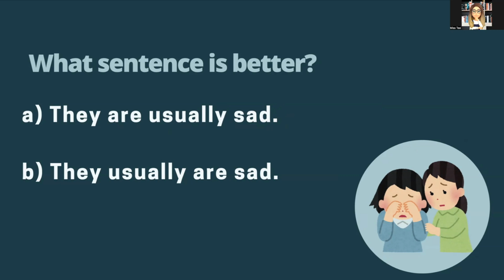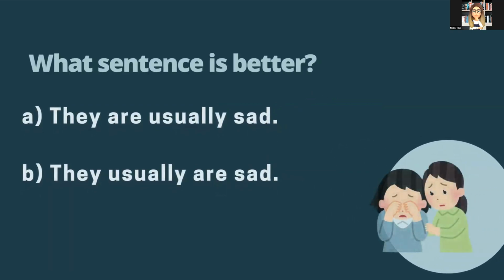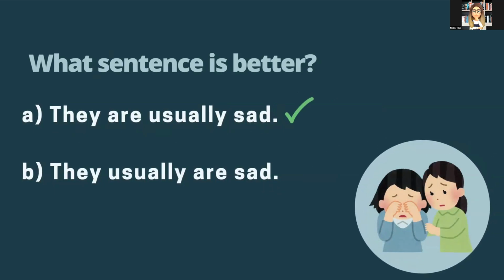So let's remember our rule. Does our adverb of frequency come before or after the auxiliary verb in the sentence? A was the correct one. When we have an auxiliary verb, usually comes after the auxiliary.